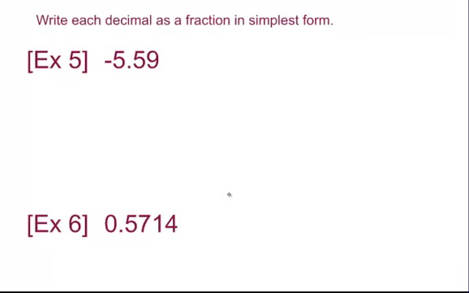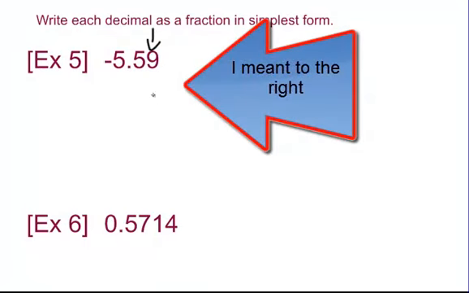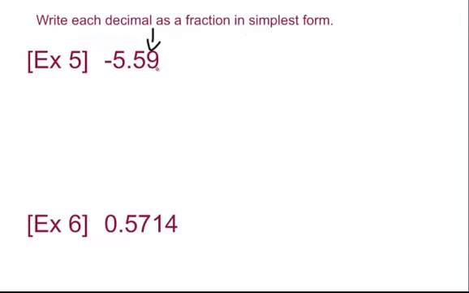All right, write each decimal as a fraction in simplest form. This one throws people off. Here's how you do it. Here's the easy way. Look at the furthest digit to the right, and it happens to be this 9. Now this 9 is in the hundredths place. This is the ones place, right? This is the hundredths place. So I know that it's going to be 59 over 100.